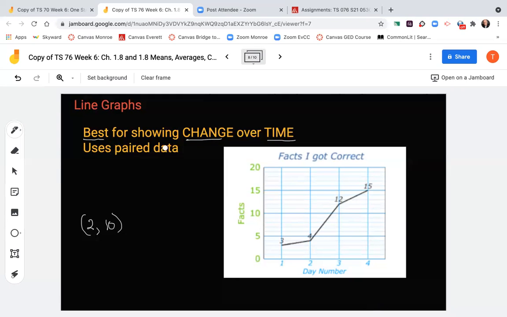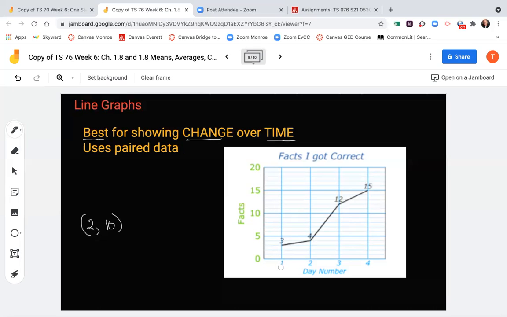All right, in this example, here's what I mean by change over time. If you look down at my chart here, it says at the top, facts I got correct. So while I'm studying for a test or trying to get ready for an exam I have to pass at work in order to get the next pay level or something, I'm practicing on my own at home, okay? And the y-axis represents the amount of facts I'm starting to get right.